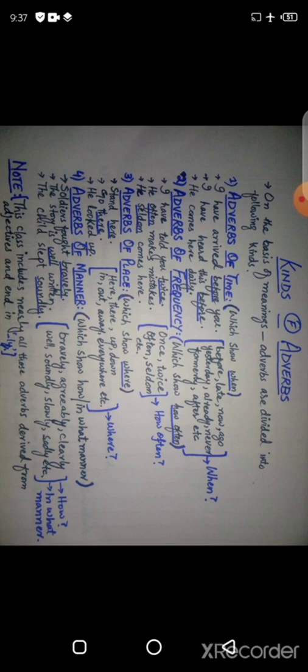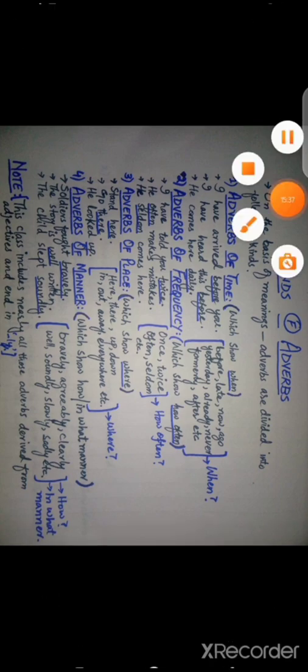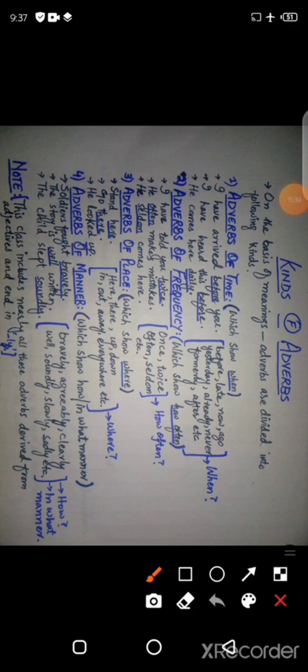Then moving on to the next one, adverbs of manner. Adverbs of manner are those adverbs which show how or in what manner. Soldiers fought bravely. Soldiers fought in what manner? They fought bravely. The story is well written. How? So this answers the question how. In what manner is the story written?